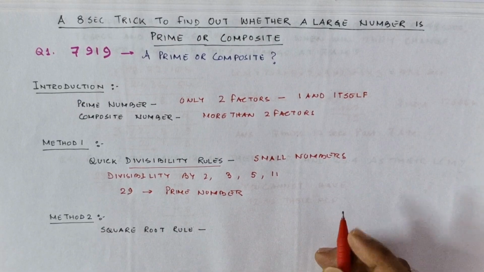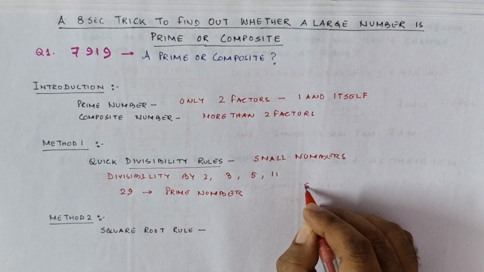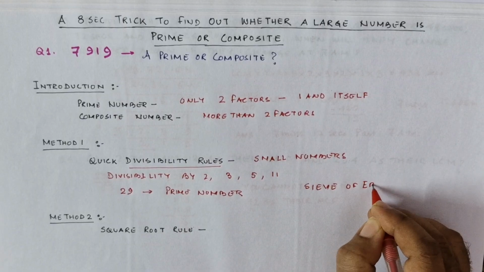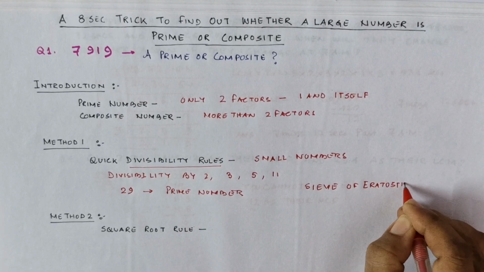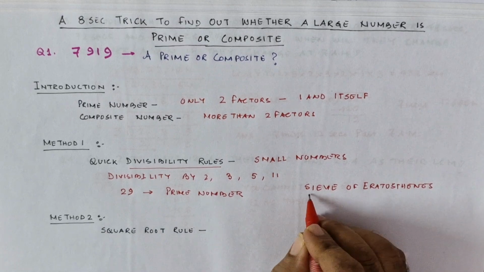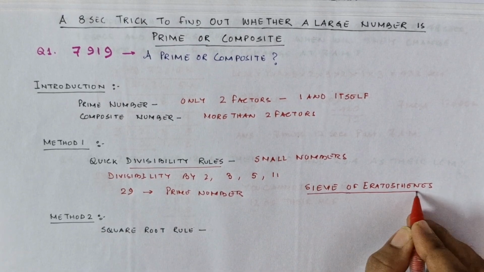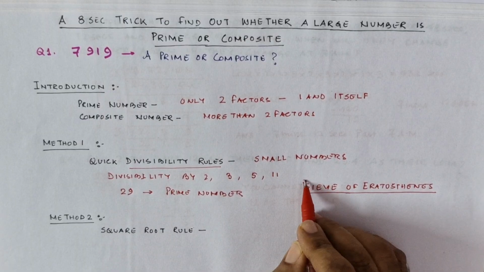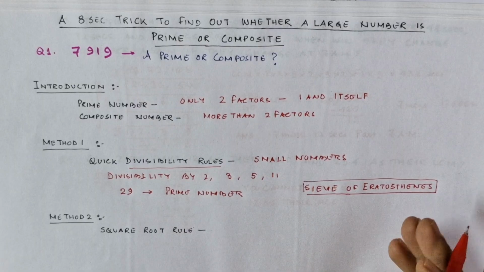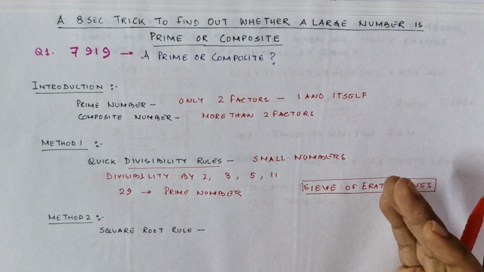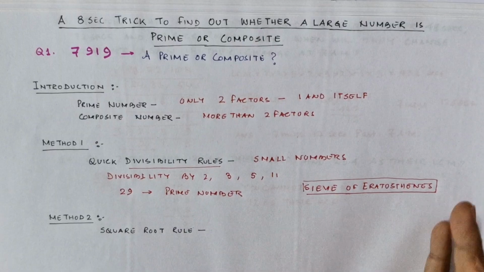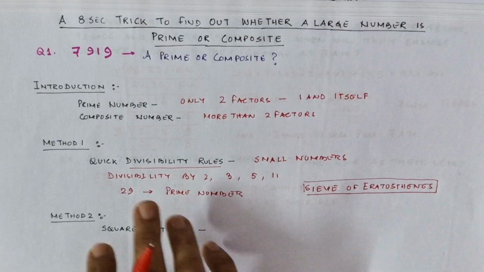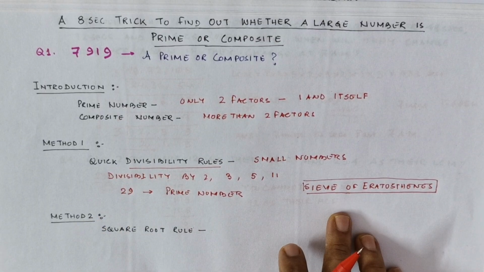Now we have also learned this one, I guess you remember, the Sieve of Eratosthenes. If you have forgotten, please go and check my earlier video on the Sieve of Eratosthenes. Using the Sieve of Eratosthenes, we can find the list of prime numbers from 1 to 100, maybe 1 to 200. So for a smaller scale, we can use the Sieve of Eratosthenes easily. But if the number is large, we will not be able to use quick divisibility rules or the Sieve of Eratosthenes.